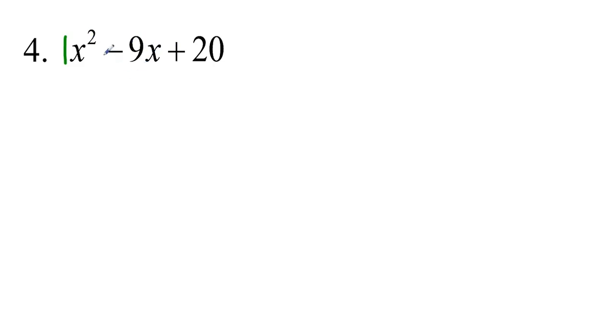So let's try a different technique. Okay, we're going to multiply 1 times 20, and over here we're going to think about, okay, 20, and I need 2 numbers that multiply to be positive 20 and add to negative 9. So jot those down when you have them.